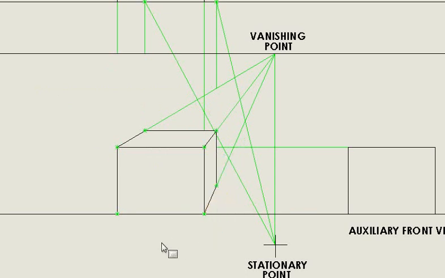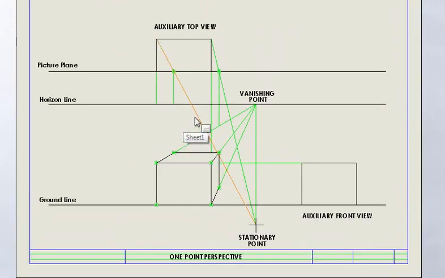There we go. Alright. So please remember, a common mistake that people make is the fact that when they drop this point down to the stationary point, they tend to drop from the horizon line straight down instead of from the picture plane. Please always remember to drop your points from the picture plane.